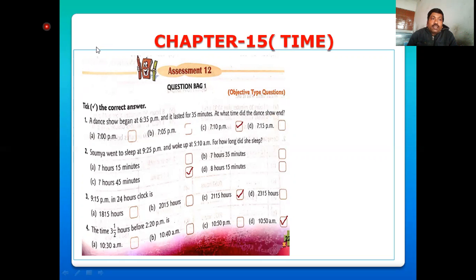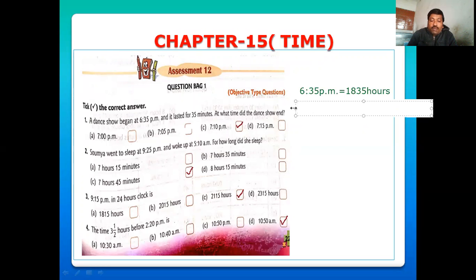we will convert 6:35 p.m. into 24-hour clock time. The time is given in p.m., so we will add 12 to 6. 12 plus 6 is equal to 18. That means 18:35 hours in the 24-hour clock. Then after that we will add 35 minutes to this.